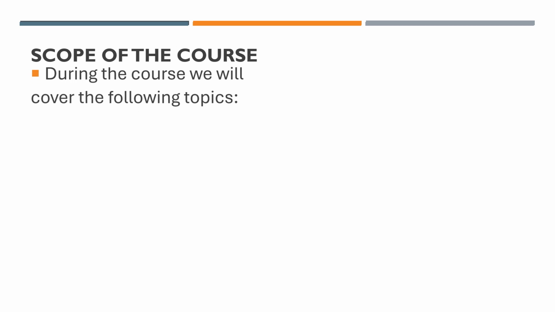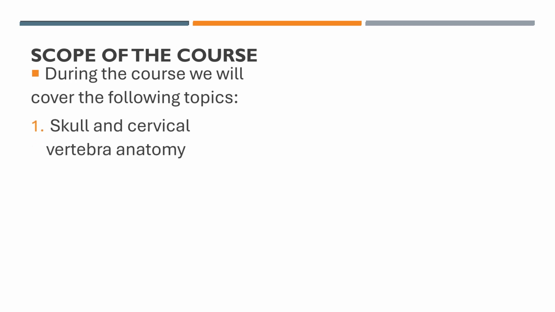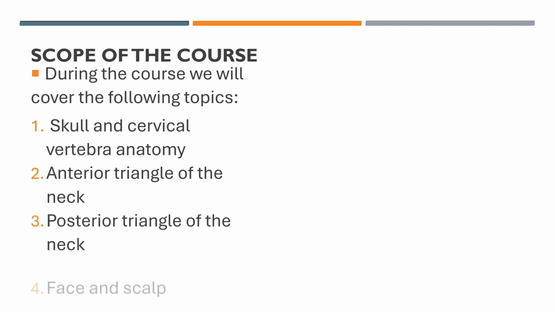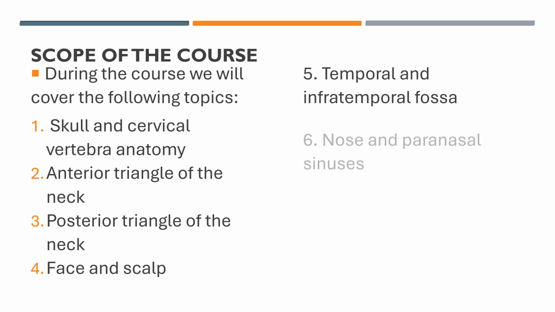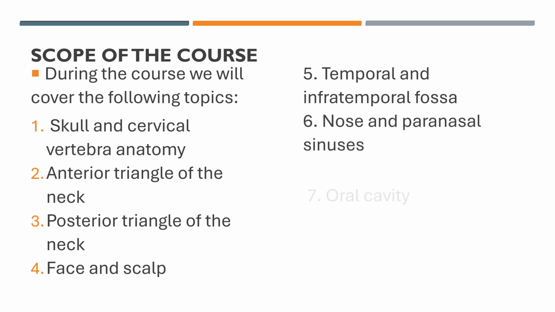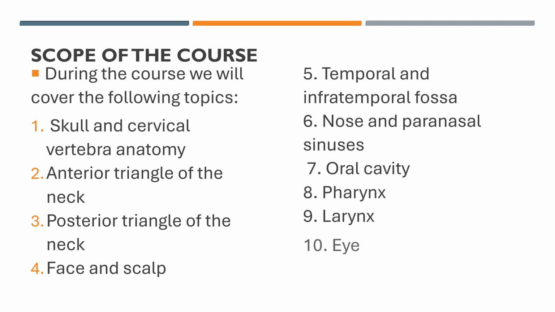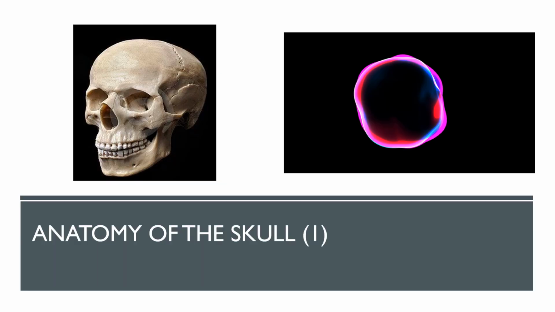In this course, we will be covering the following topics: the skull and the cervical vertebrae anatomy, as well as the anterior triangle of the neck, the posterior triangle of the neck, the face and the skull, temporal and infratemporal fossa, nose and paranasal sinuses, oral cavity, pharynx, larynx, eye, and the ear. So these are the topics that we are going to cover during this course.